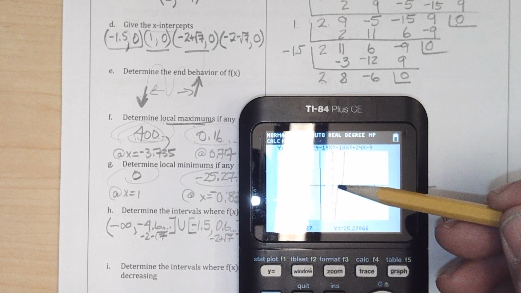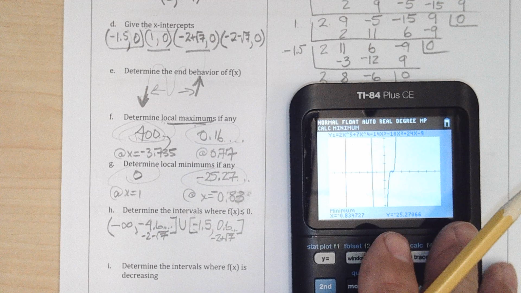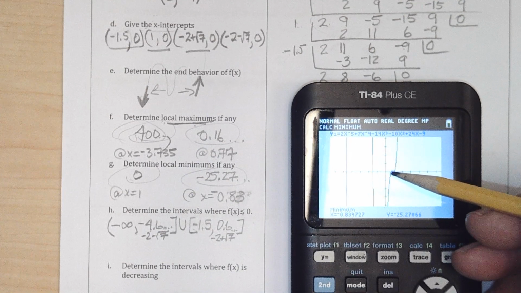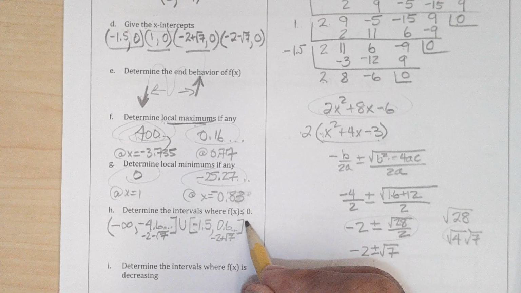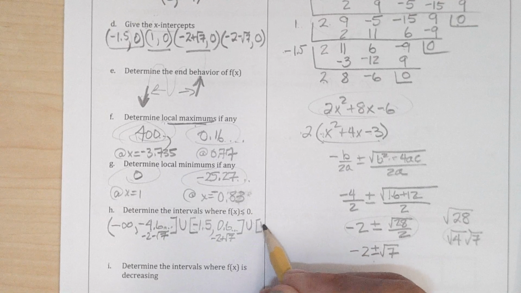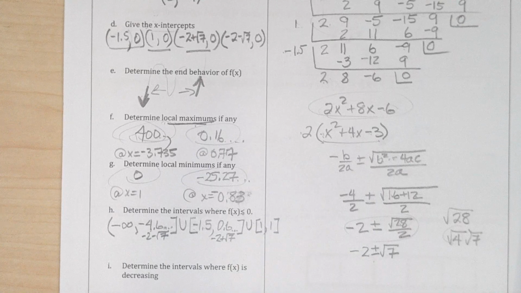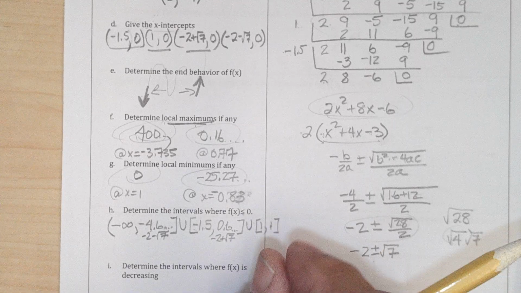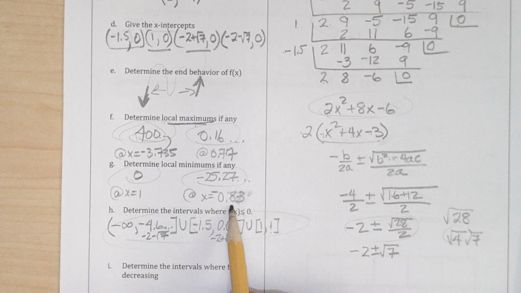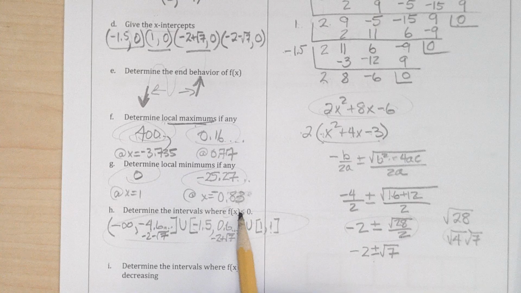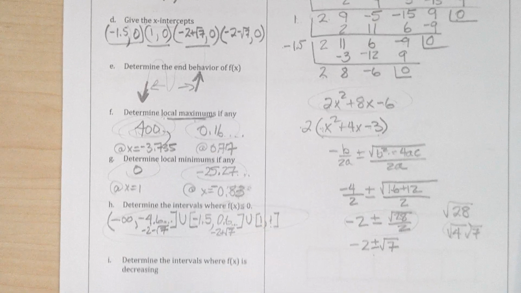Then it was positive for just a short bit, and then it was 0 only at 1. So that's another place where it's equal to 0. So we have to go union from 1 to 1. It was also 0. Yeah, this is no width on that interval. It's just 1. So that's the intervals where the y values are less than or equal to 0.